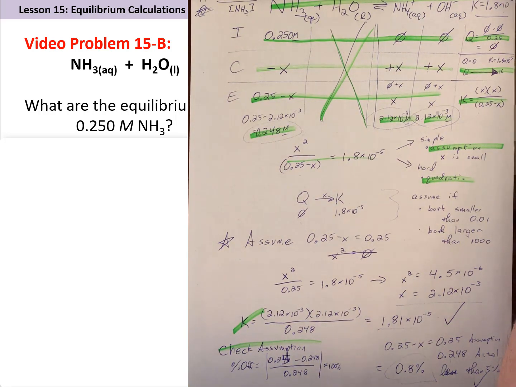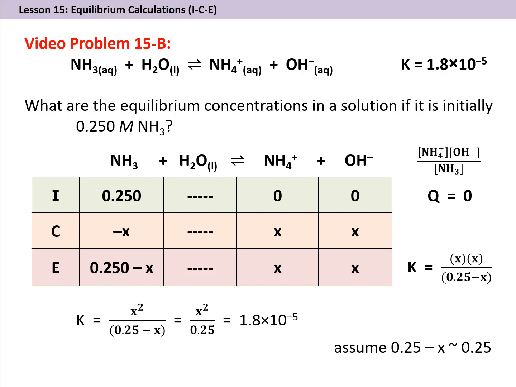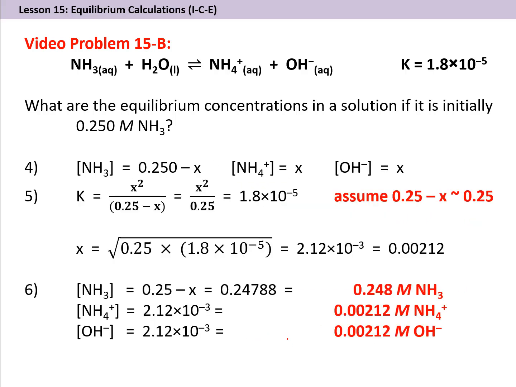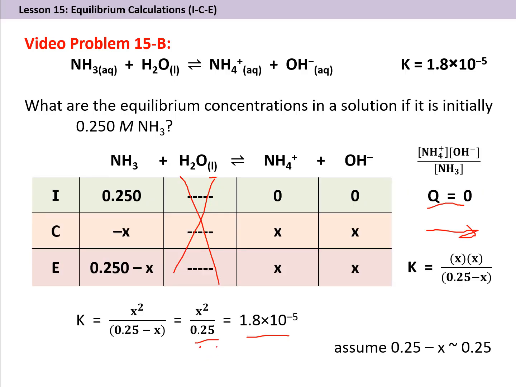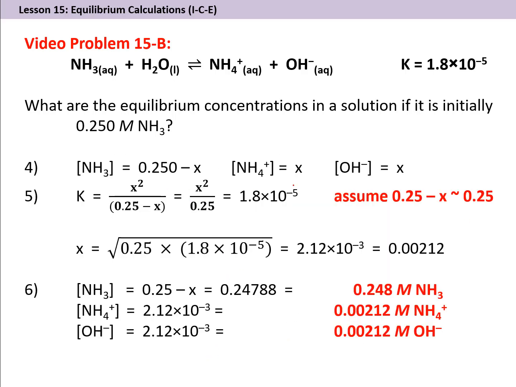Let me go ahead and show these on the screen in case my writing wasn't all that clear. You can see here my initial, I plugged everything into the table. I didn't include anything for the H2O because it's a liquid. Found Q, found my change, plugged it back in. Then I made my assumption, you can see that assumption here. I solved for X, and then finally, here are my answers.